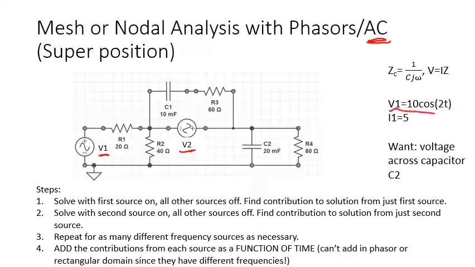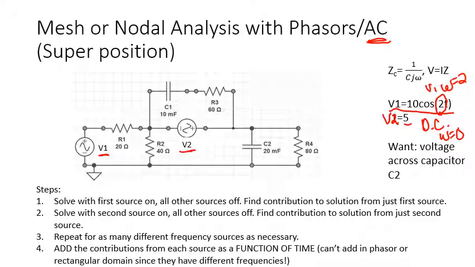So in my case, V1 is given by this equation, 10 cosine of 2t, means its frequency is 2 radians per second. And this is supposed to be V2, it's given by just 5. There's no time or anything from that. It's not as a function of time, so it means it's a constant 5, or it is DC. That means its frequency is really 0, whereas V1 had a frequency of 2 radians per second.